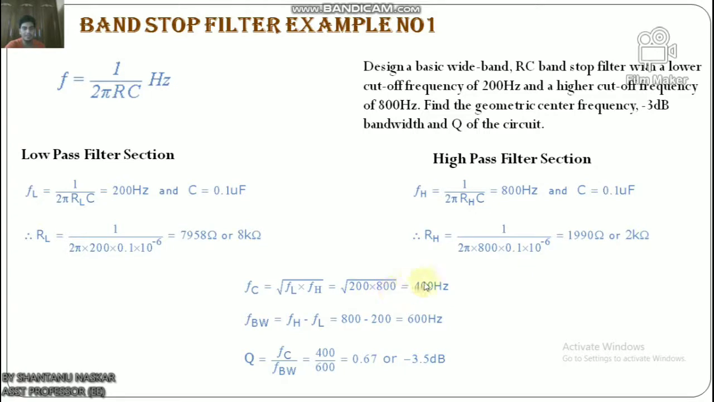From this we can calculate the geometric center frequency Fc equals root over FL into FH, which equals 400 Hz, and the bandwidth equals FH minus FL, which equals 600 Hz, and the quality factor equals Fc by bandwidth, which equals 0.67 or -3.5 dB. Now that we know the component values for the two filter stages, we can combine them into a single voltage adder circuit to complete our filter design.